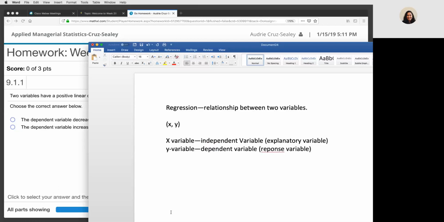So this is just like using a thesaurus and coming up with different words to explain the same thing. X variable, independent variable, explanatory variable, same thing. Y variable, dependent variable, response variable, same thing. So let me give you a little bit more context of what this means.